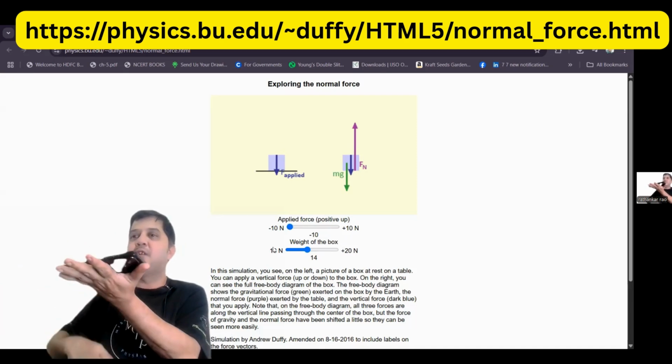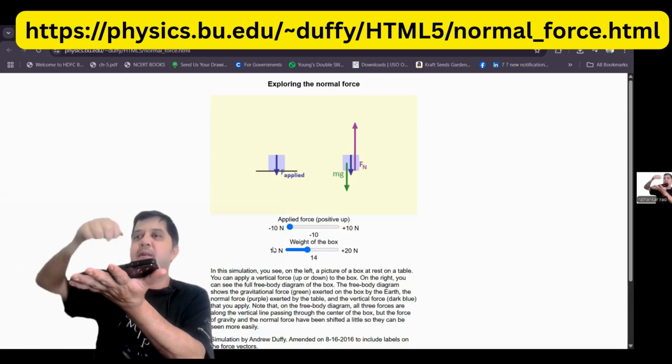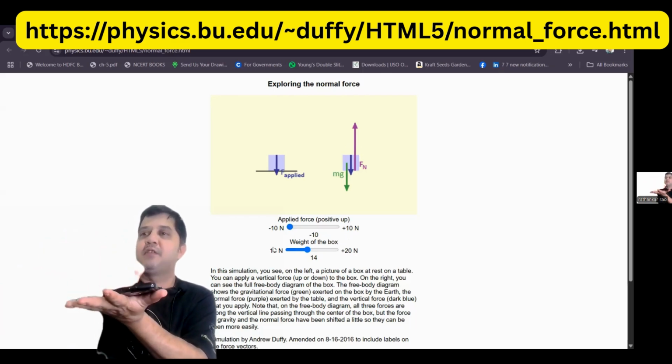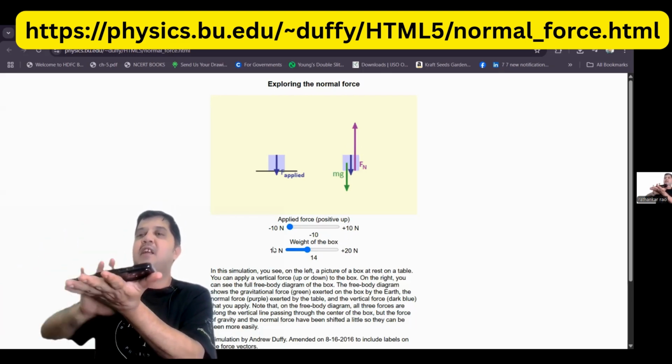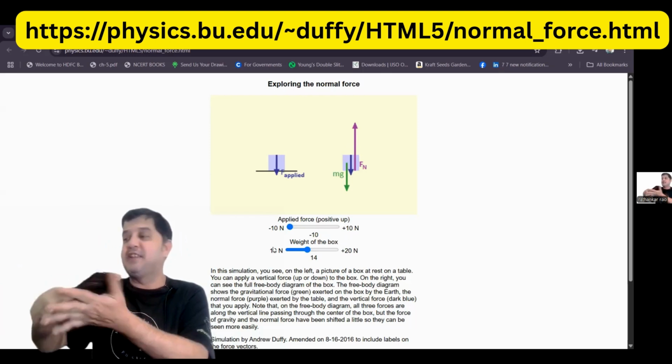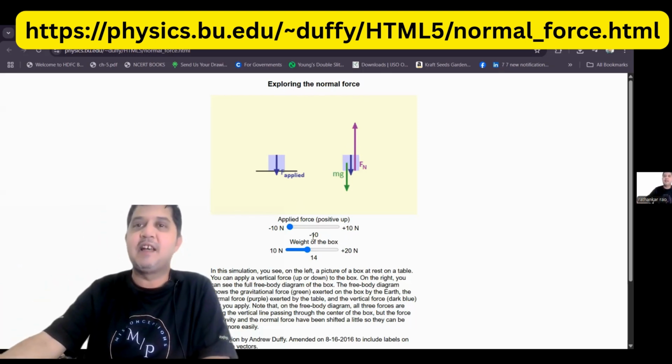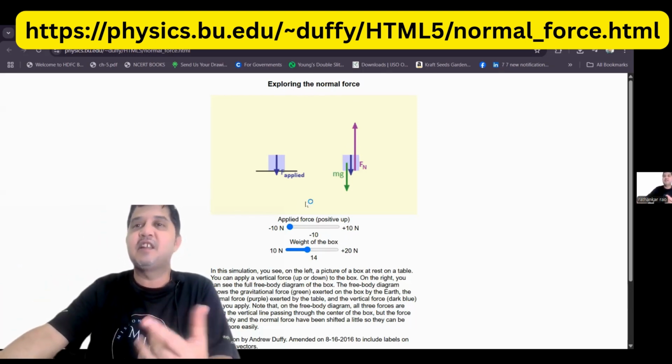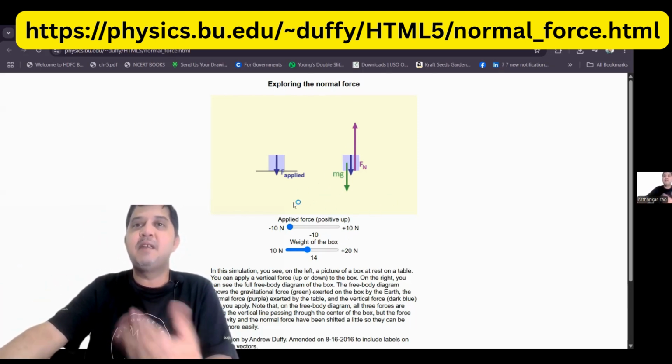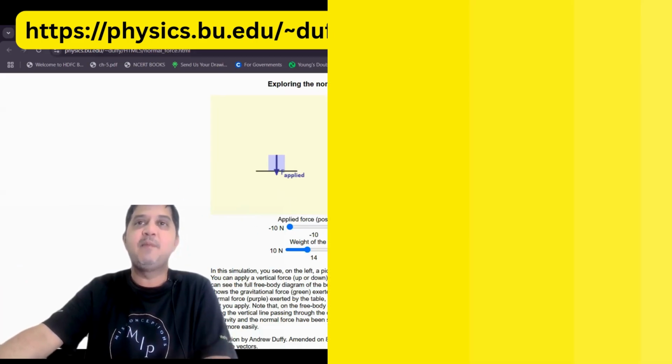I have an object kept on my palm, for example, and I apply a force on top of it. Now what's happening? As I apply a force, the normal force becomes larger and larger. As you can see there, normal force is becoming larger over here. So these kinds of things can also be explained to them by making use of simulations. Okay, let me move on to that.